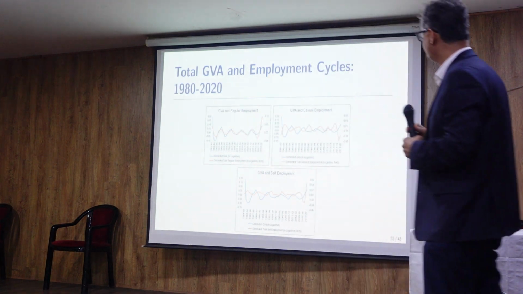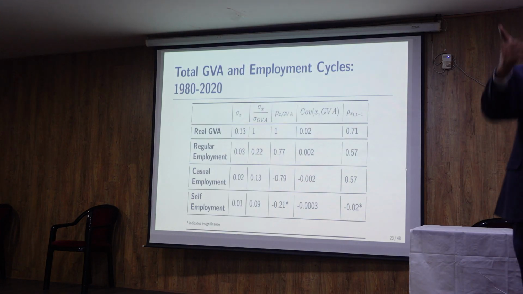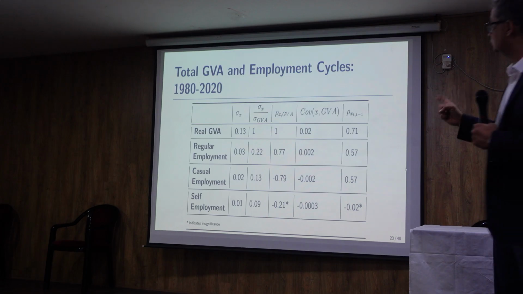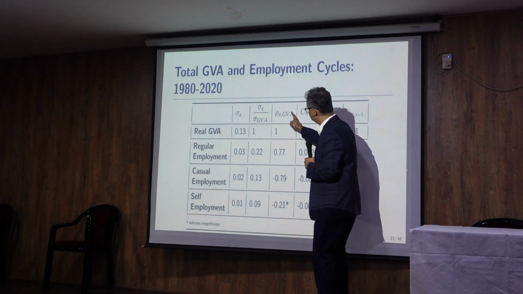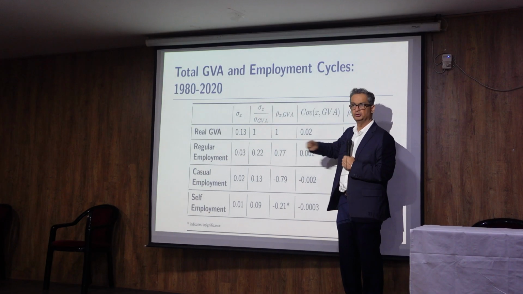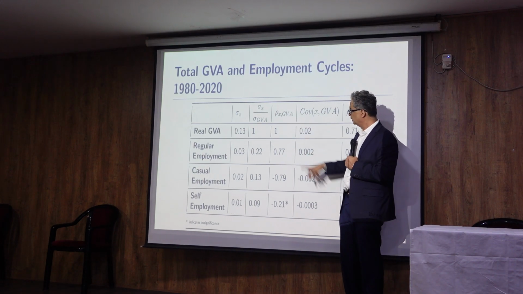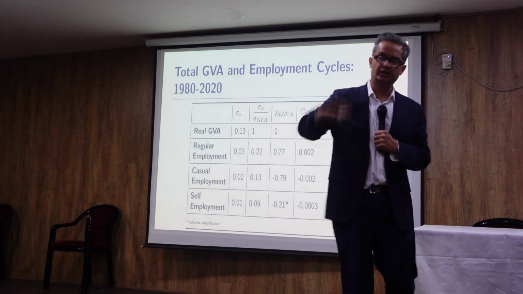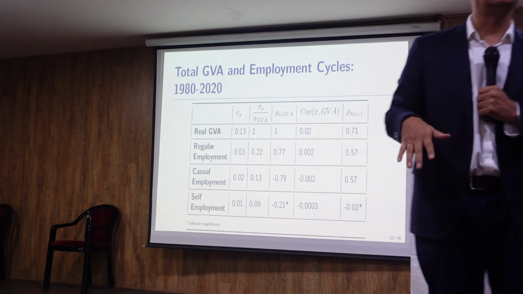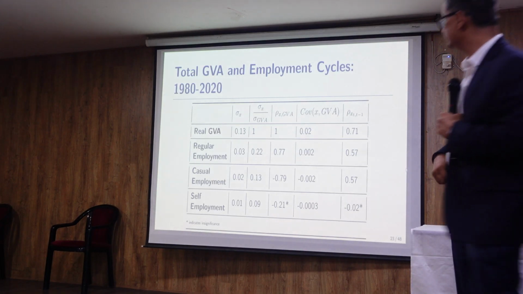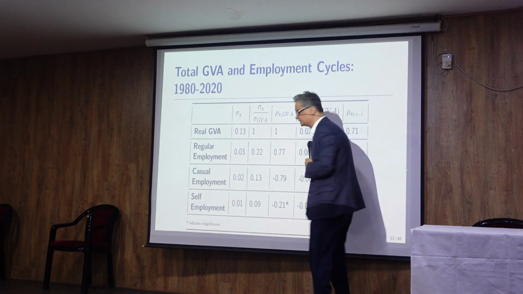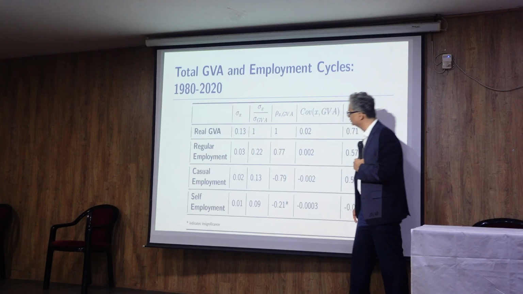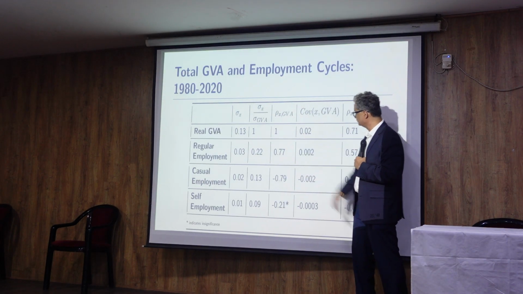Okay, next slide please. So, your question about what is the fact? Here's the fact that we get from Indian employment data. GVA correlates highly with regular employment. You saw the cycles piggyback on each other. Casual employment is negative. In other words, when the economy picks up, measured by GVA, casual employment goes down. Negatively correlated. And self-employment is negative, but it is statistically insignificant. So the cycle has no bearing on the decision to self-employ.